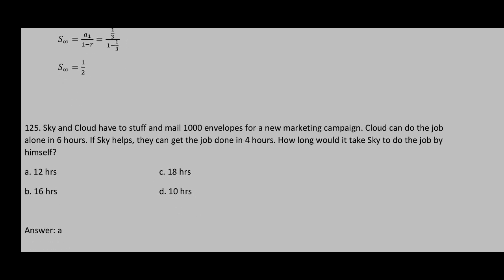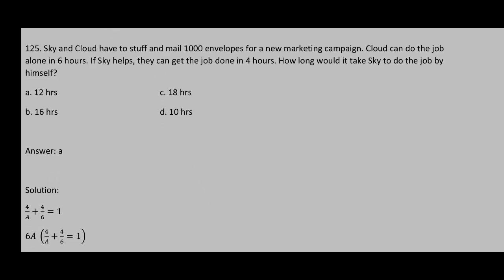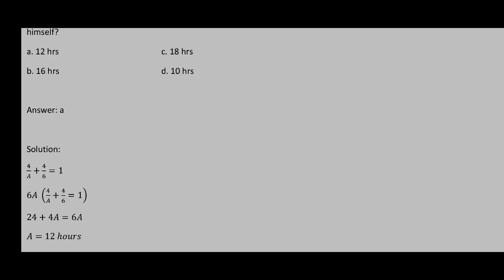Okay? Next, problem 125. Sky and Cloud to stop and mail 1,000 envelopes for a new marketing campaign. Cloud can do the job alone in 6 hours. If Sky helps, they can get the job done in 4 hours. How long will it take Sky to do the job by himself? Sagot daw dyan ay letter A, 12 hours.